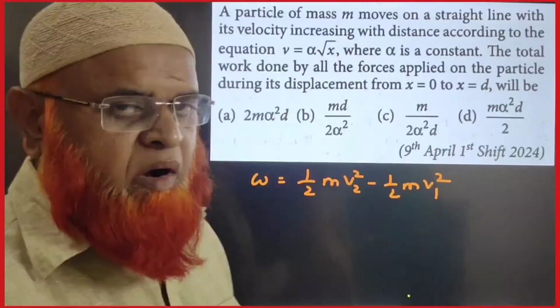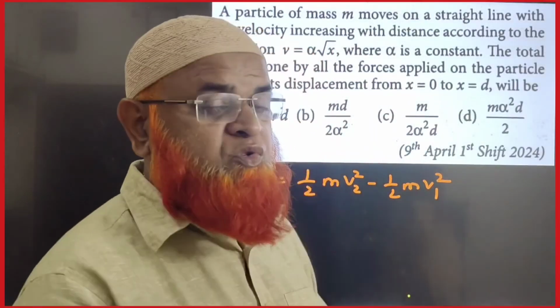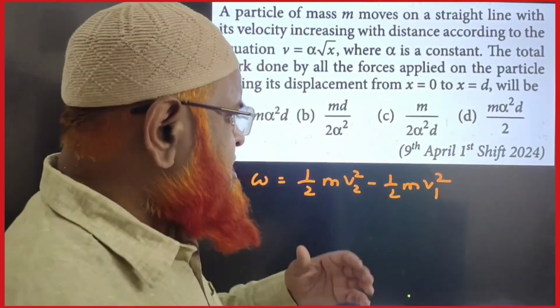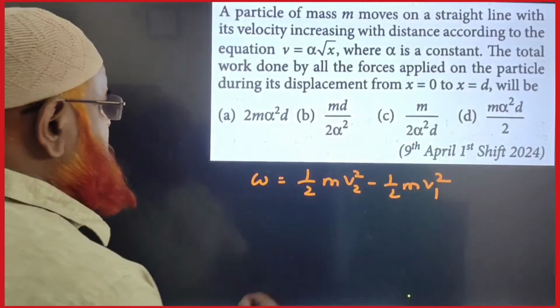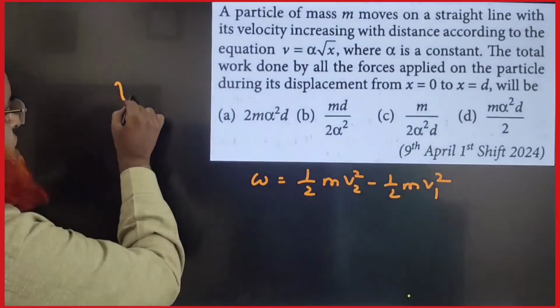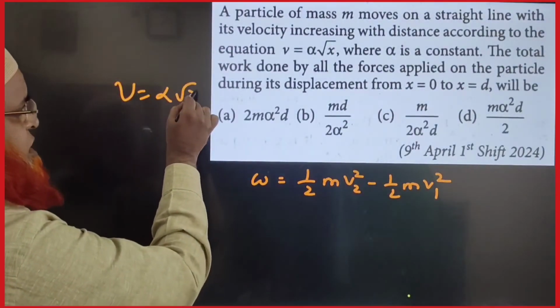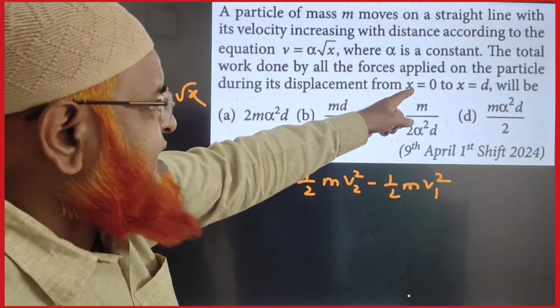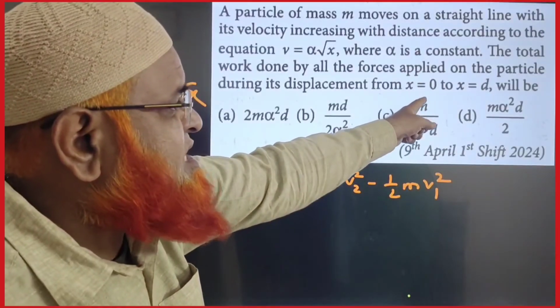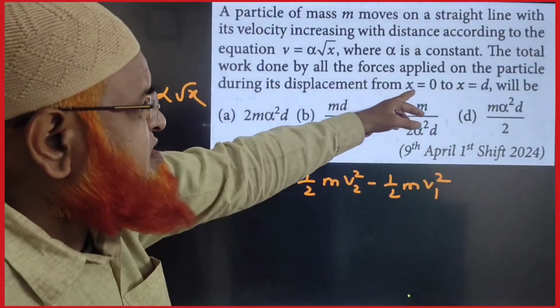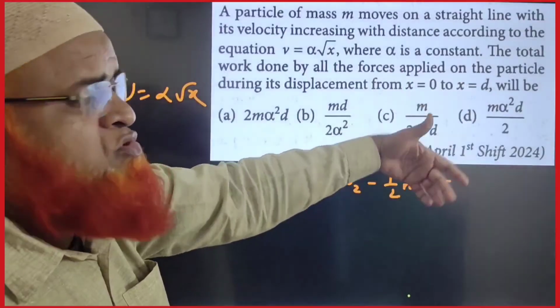So simple it is. My dear friends, we can solve this problem by using work energy theorem. You can just see what is the value of velocity here. You all know that velocity is nothing but alpha root x, given in the problem. And it is said that x is 0 and x is d here. That means initially it is at 0 and next it goes to d here.